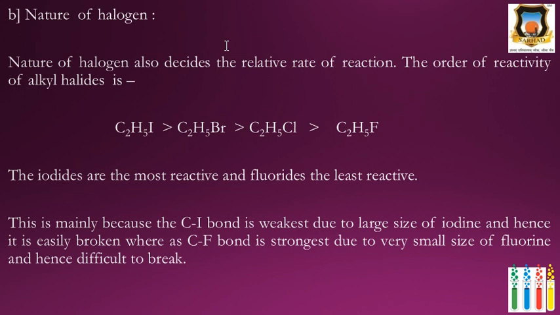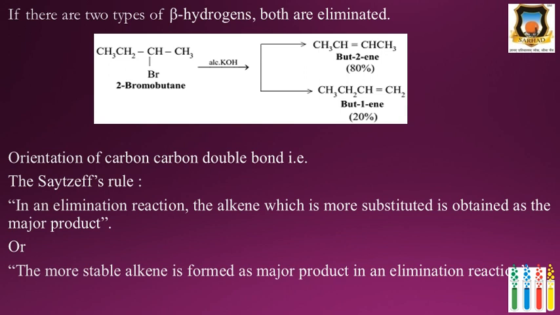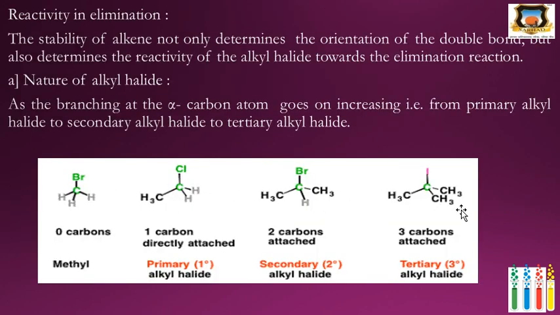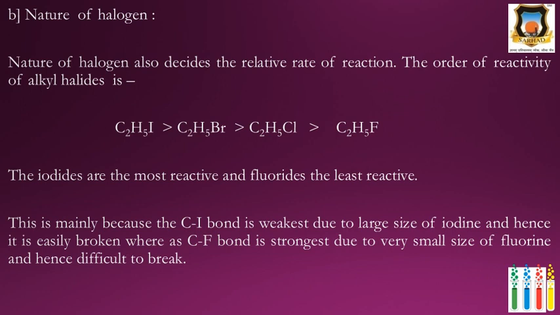Then next is the nature of halogen. Here, in this case, this is a tertiary alkyl halide and it is an iodide. The alkyl iodides are more reactive than the alkyl fluorides, bromides and chlorides. The nature of halogen also decides the relative rate of reaction. The order of reactivity of alkyl halide is: ethyl iodide is more reactive than ethyl bromide. Ethyl bromide is more reactive than ethyl chloride and then fluoride. The iodides are most reactive and fluorides are least reactive.